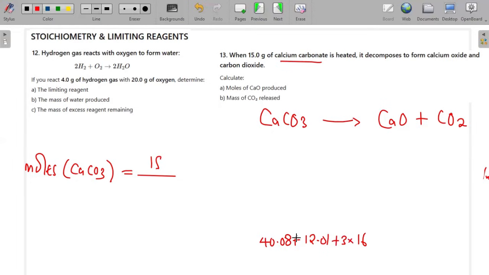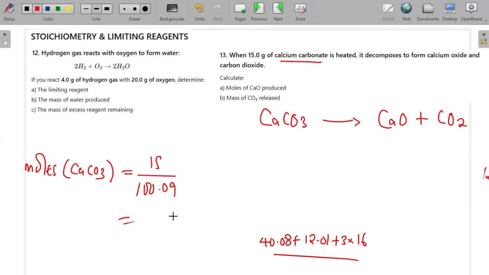So what do I get there? So you get these molar masses from the periodic table. So it is 40.08 plus 12.01 plus 3 multiplied by 16. So it gives me 100.09. Okay, so the moles here will just be 15 divided by 100.09.